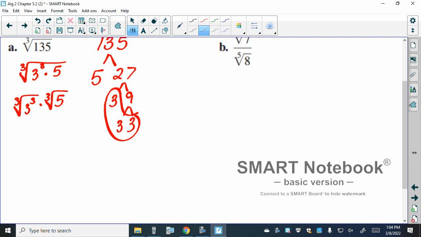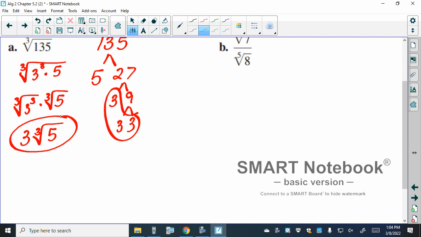And the reason we would do that is because the cube root of 3 cubed is just 3. But we can't simplify the cube root of 5. So what we actually get is 3 times the cube root of 5. And that's it.